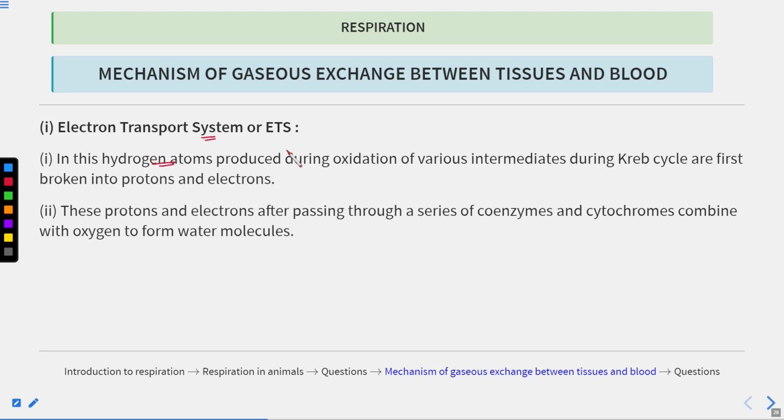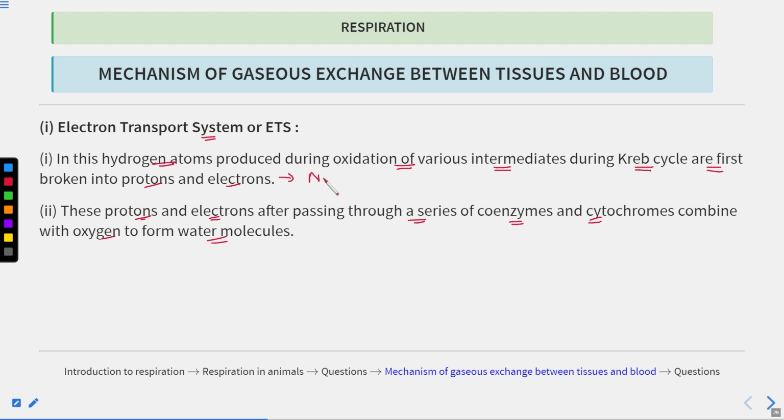The hydrogen atoms produced during the oxidation of the various intermediates during the Krebs cycle are first broken down into protons and electrons. And these protons and electrons, after passing through a series of coenzymes and cytochromes, combine with oxygen to form water molecules. So what was the source of electrons?